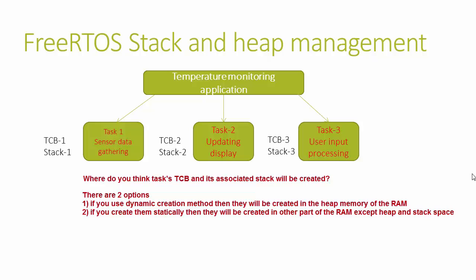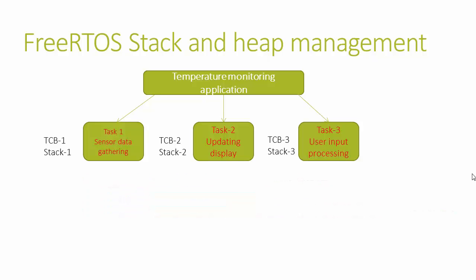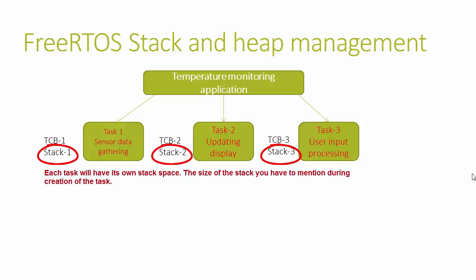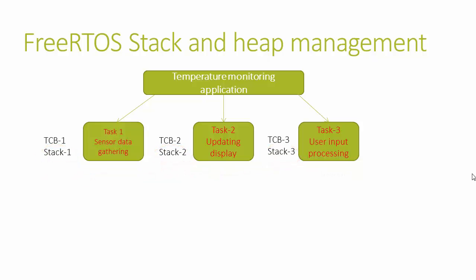So usually we create a task or any other kernel objects of FreeRTOS dynamically. Each task will have its own dedicated stack. Remember one thing: in a multitasking OS environment, each task carries its own stack space. In this case, you are creating three tasks, isn't it? So three control blocks will be created and three individual stacks will be created. The stack size will be mentioned during compile time of the FreeRTOS kernel, which we'll see later.